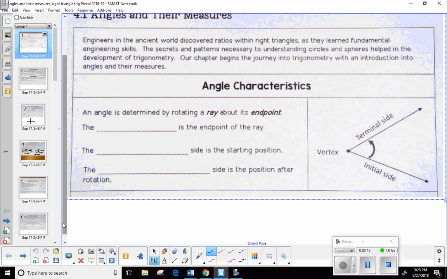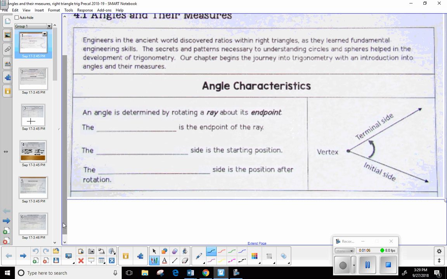What do we got here today? Engineers in the ancient world discovered ratios within right triangles as they learned fundamental engineering skills. The secrets and patterns necessary to understanding circles and spheres helped in the development of trigonometry. Our chapter begins the journey into trigonometry with an introduction into angles and their measures. So as I said, there's going to be a lot of vocabulary coming at you today.